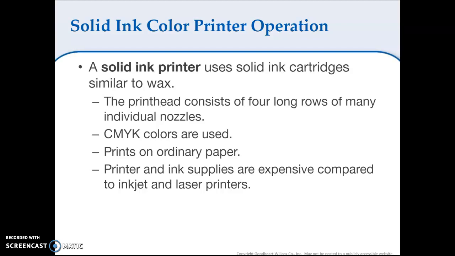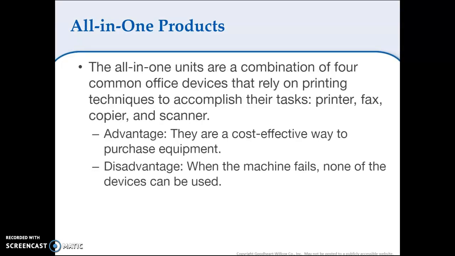Solid ink printer operation. This uses solid ink cartridges similar to wax. The printhead consists of 4 long rows of many individualized nozzles, which is the CMYK, so the cyan, the magenta, the yellow, and the black. Those colors are being used to make these images. Prints on ordinary paper. Printer and ink supplies are expensive compared to the inkjet or laser printers, which again is why inkjet and laser printers are the most common types of printers that are used in homes.